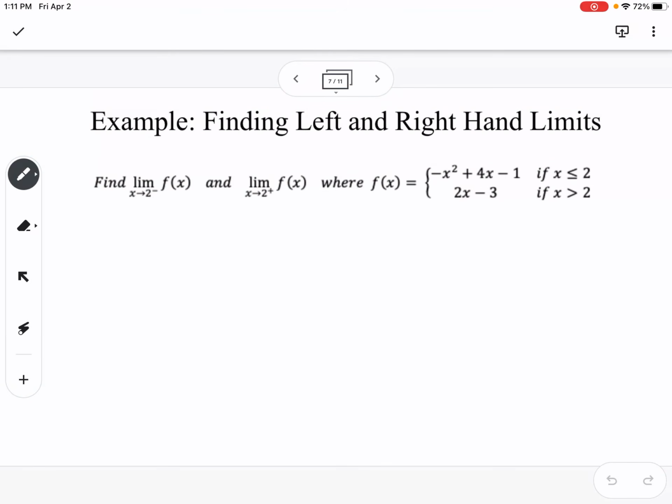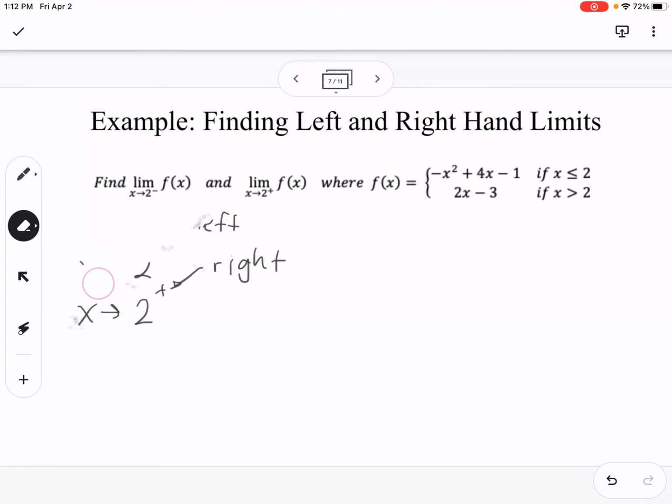Okay, so finding left and right hand limits. The notation you're going to see here is x approaches 2 with a little negative and x approaches 2 with a little positive. That does not mean it's positive and negative 2, because they are after the 2. That represents the left hand limit and that represents the right hand limit. So understanding that notation, for both cases we're going to plug in positive 2 because that's what we're finding.